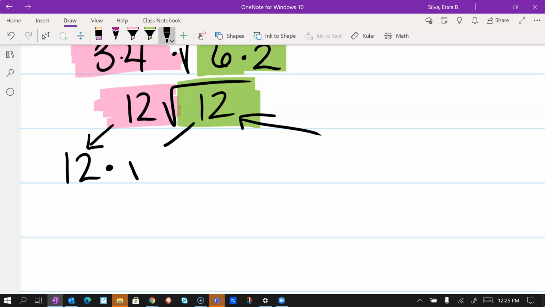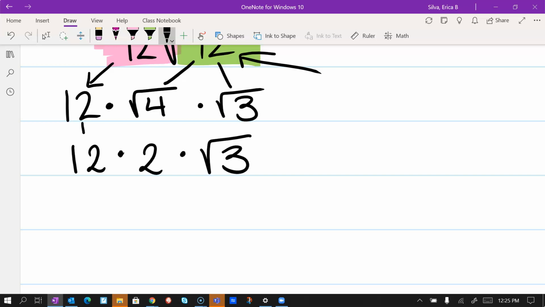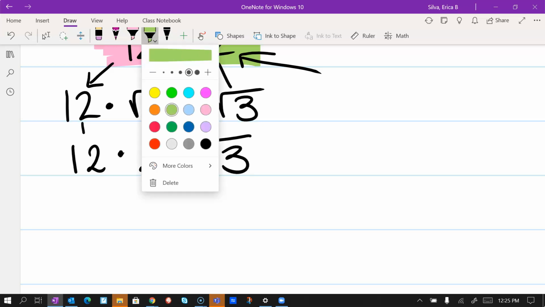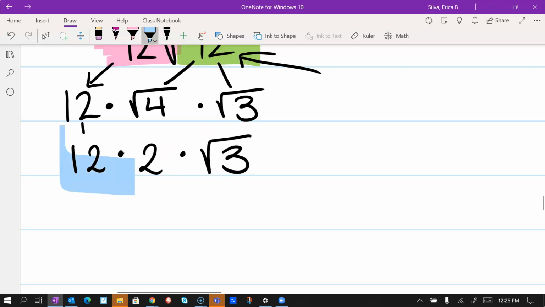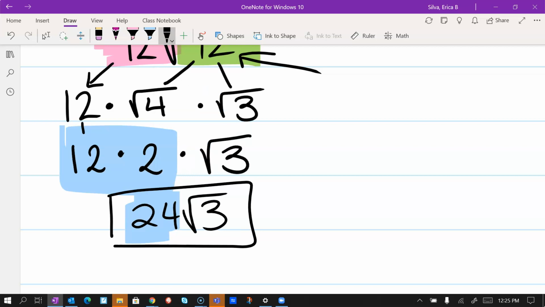We're going to break this radical into the square root of 4 times the square root of 3. Bring this 12 down again. Square root of 4 is 2. And then we get square root of 3. And then now we can multiply these two numbers together. We get 24 times the square root of 3. Any questions?